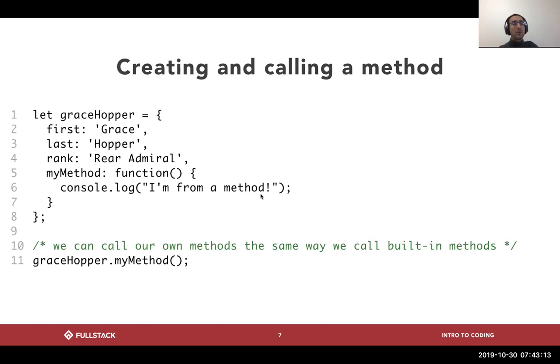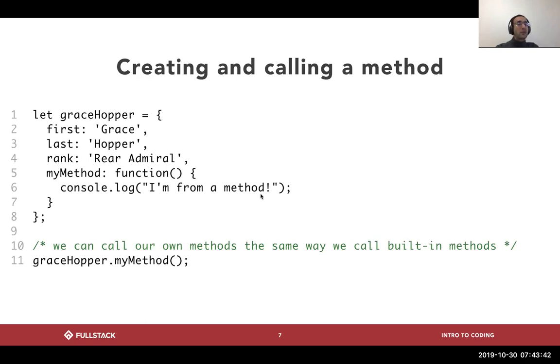Here's a way of adding a method to the object. We have here a my method, which is the key of the object, and the value here is actually a function. If you do this, you can invoke the function just like any other function using the parentheses. That's how you run a function. You write the function name and then you use the parentheses again to invoke it.